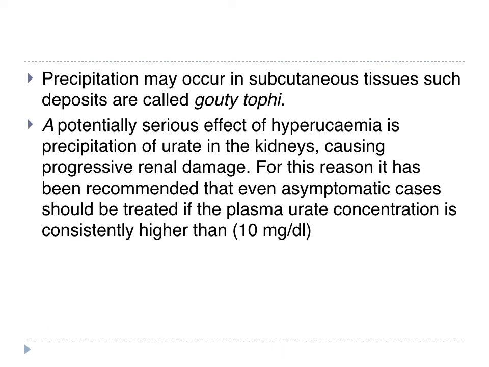We said precipitation is presented in the joints mainly, but that doesn't mean it doesn't also precipitate in the tissues. No. Gouty arthritis, I mean, gout may be due to precipitation of uric acid in the joints or also in the tissue. In the tissues they call them tophi.